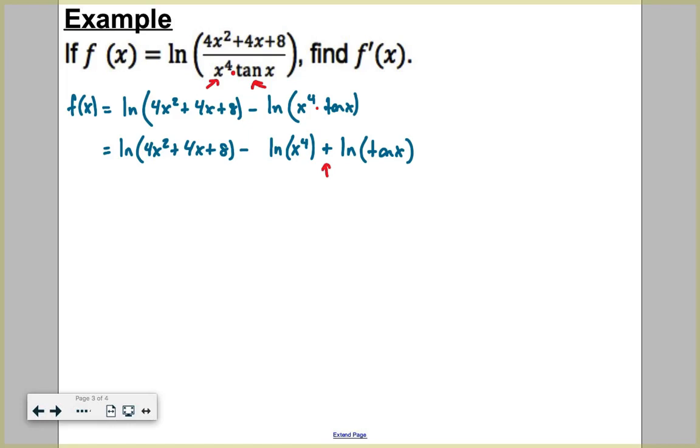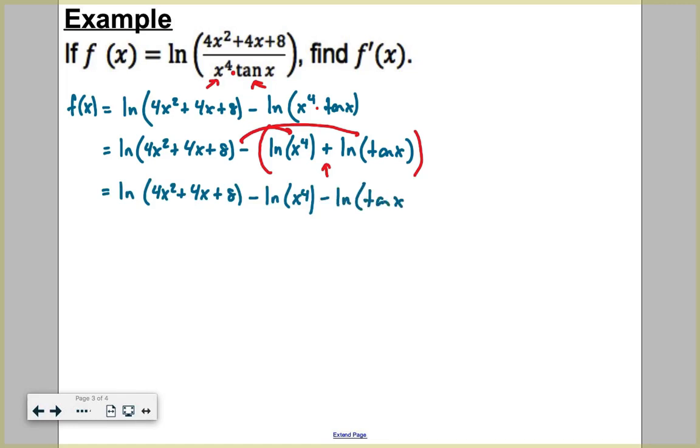So what we need to do is make sure that we put our denominator in parentheses so that we can remember to distribute this negative into both of our terms, because both of those terms were originally in the denominator. So let's go ahead and distribute that negative, and we're going to get the natural log of 4x squared plus 4x plus 8 minus the natural log of x to the fourth minus the natural log of tangent of x.